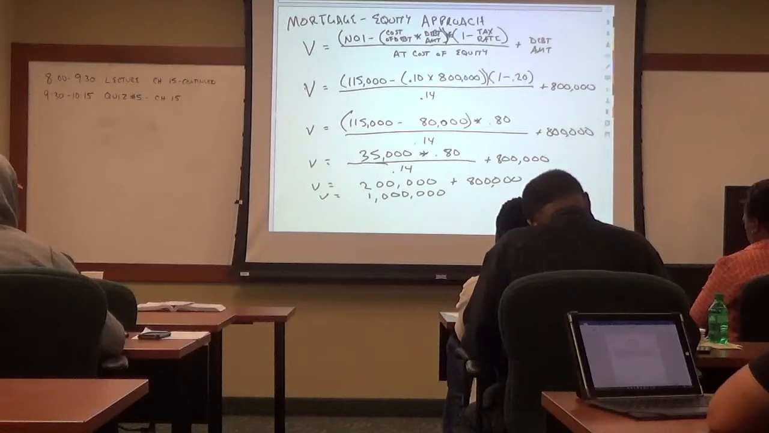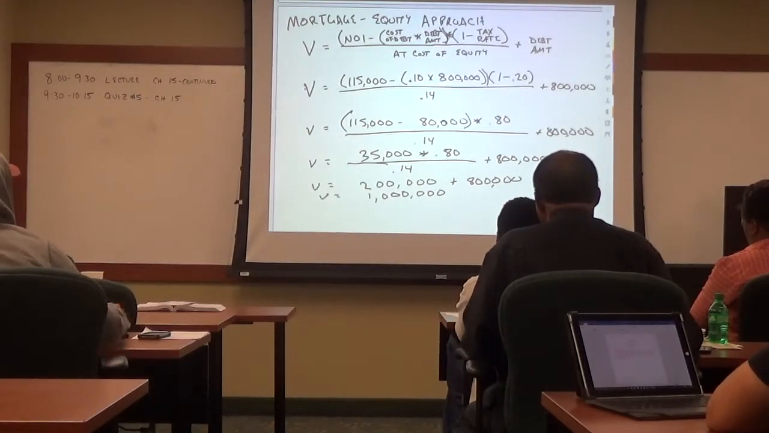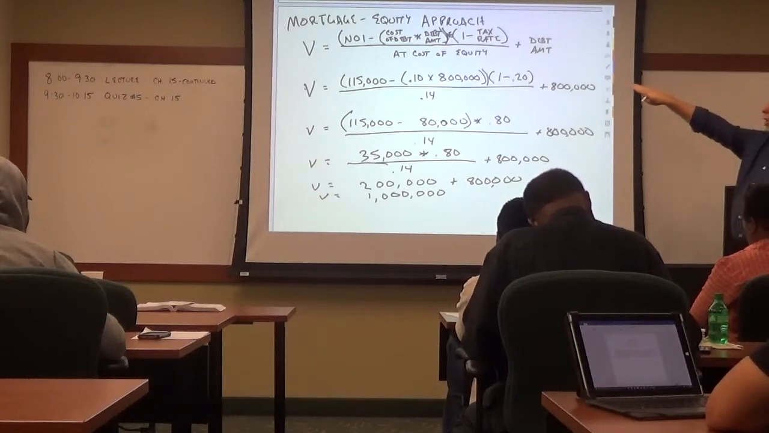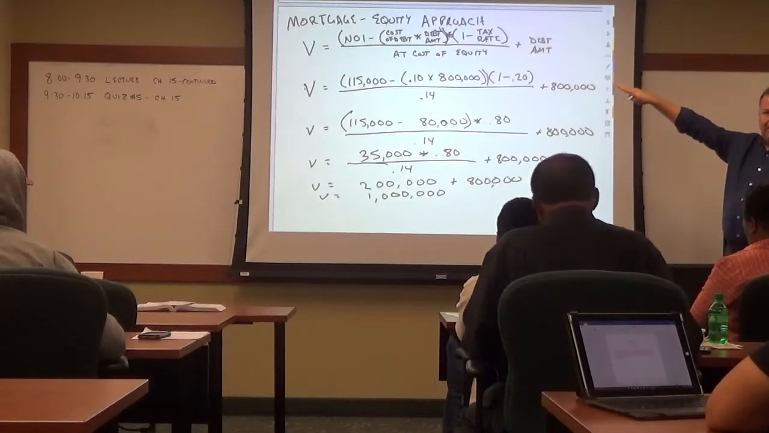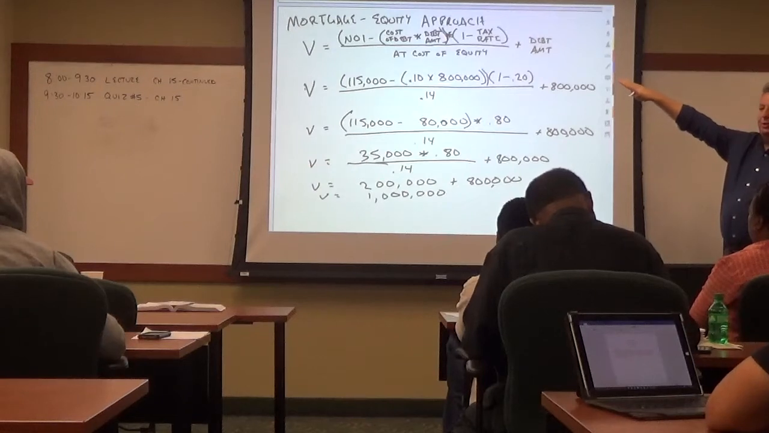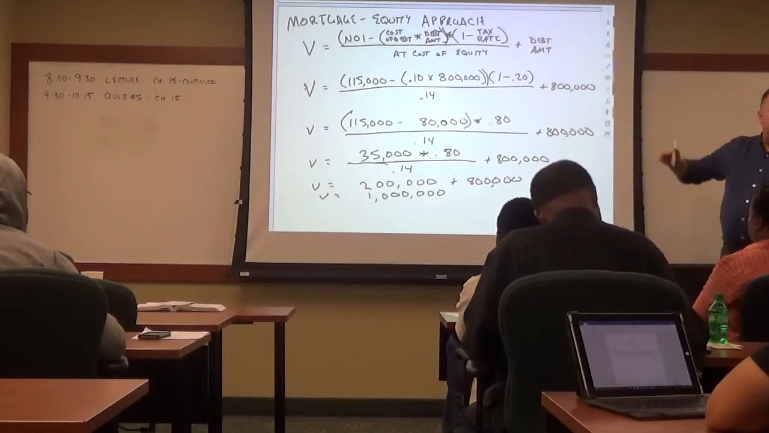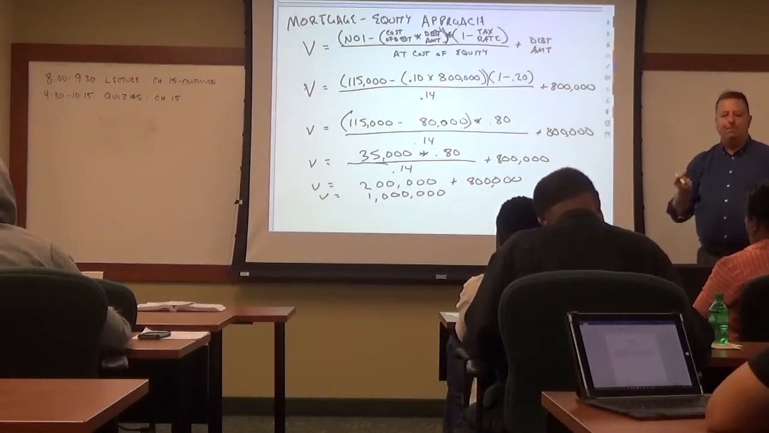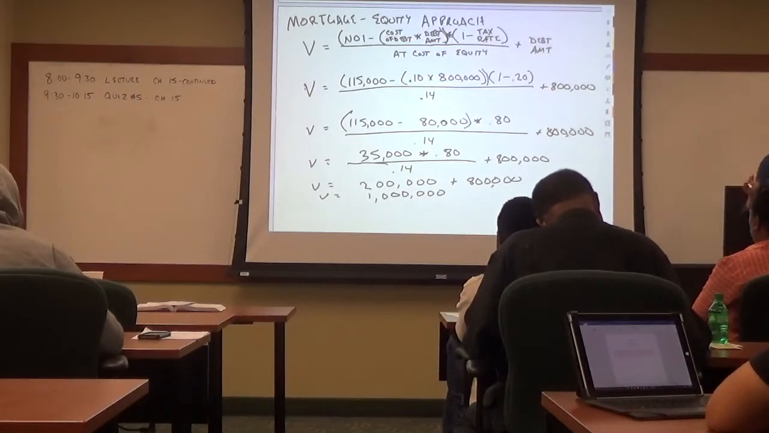Now, what this simply represents is a very basic valuation model predicated on what your cost of borrowing is, okay? And that's why it's called the mortgage equity approach. You're taking into account what your specific borrowing costs are as an investor, and what your specific income tax rate is as an investor, to come up with a valuation.